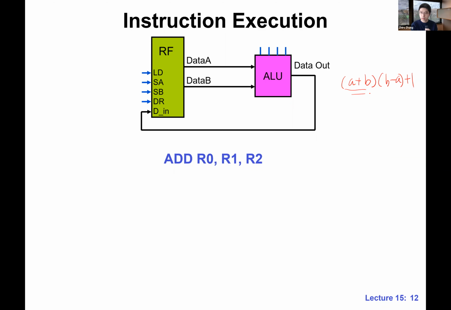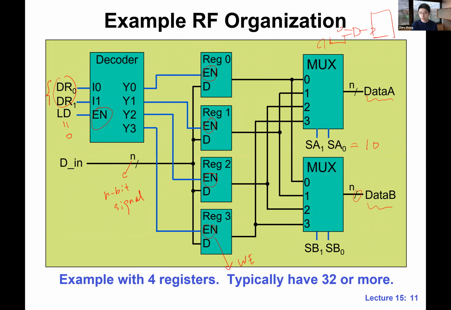There's one more question. Okay, let's come back to the RF. From the previous example, which lines are the write lines? The write line is the D in. This guy, D in. This is the data line that we write to. D in is connected to these D inputs here.